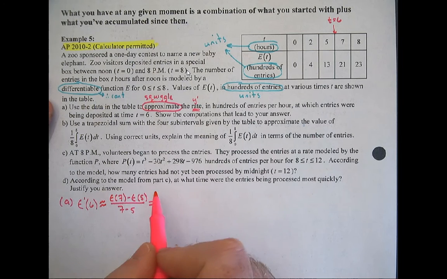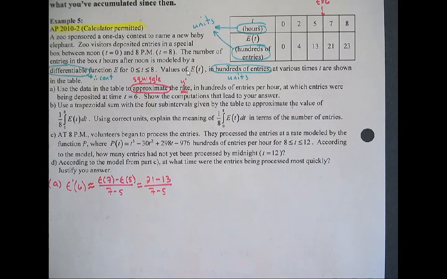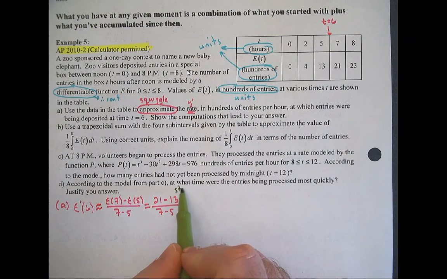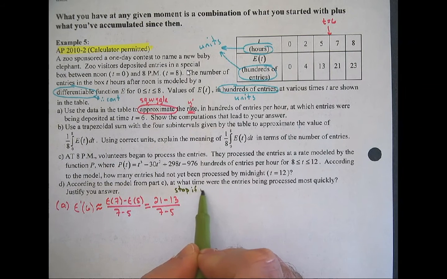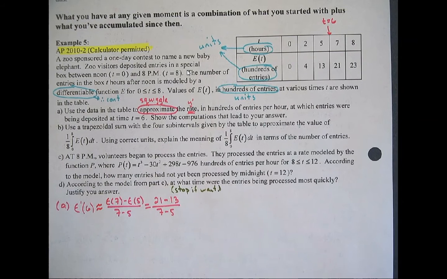E of 7 would be 21. E of 5 is 13. 7 minus 5. The beauty of doing free response is that you could stop here. You're allowed to stop if you want to. Actually, I'm going to stop. I don't want to keep going.